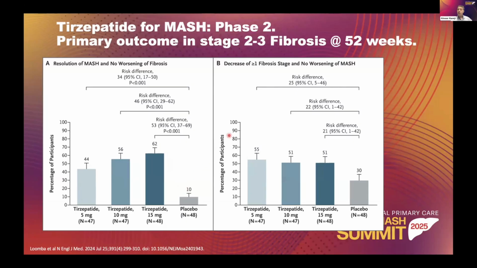And when you look at improvement of fibrosis of greater than one stage and no worsening of MASH at the different doses, here about 51% versus placebo by 30%. So you can see that in the context of the incretins, they have improved fibrosis overall. This is going to a phase 3 data set.